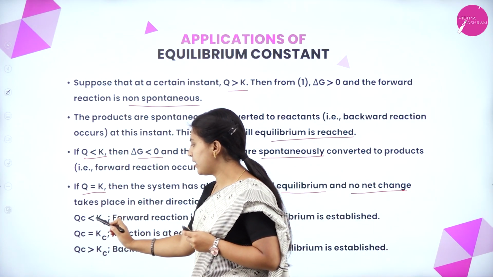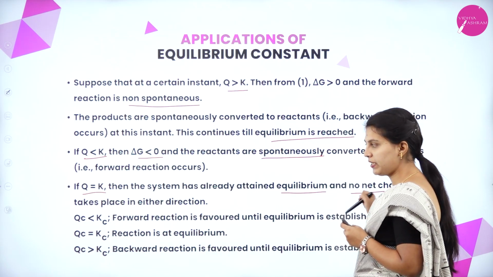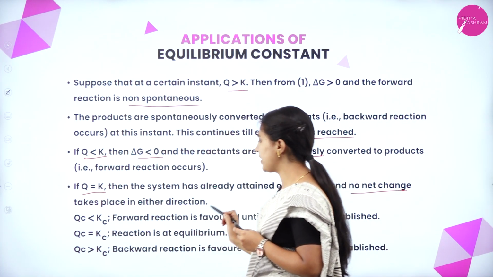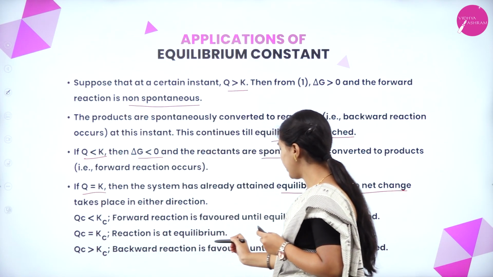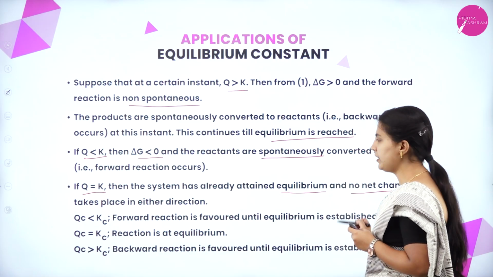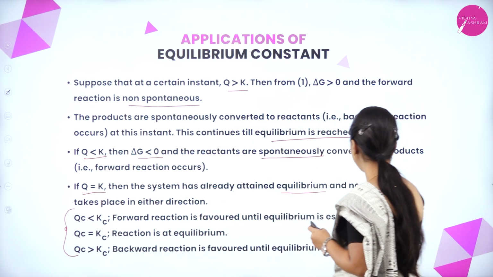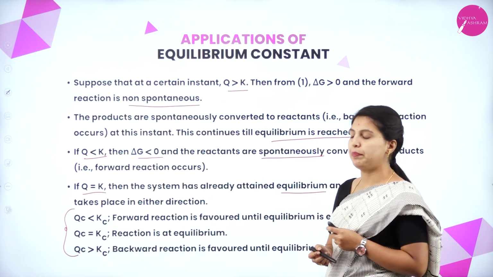If QC is lesser than KC, the forward reaction is favored until equilibrium is established. If QC equals KC, the reaction is at equilibrium. If QC is greater than KC, the backward reaction is favored until equilibrium is established. These are the three cases we have seen now with different examples.